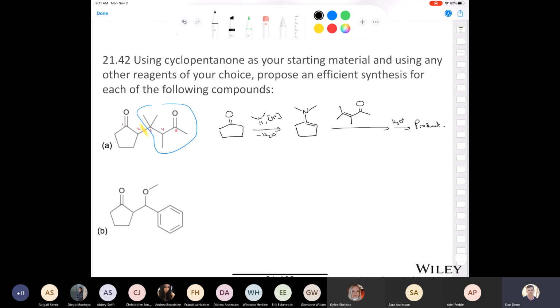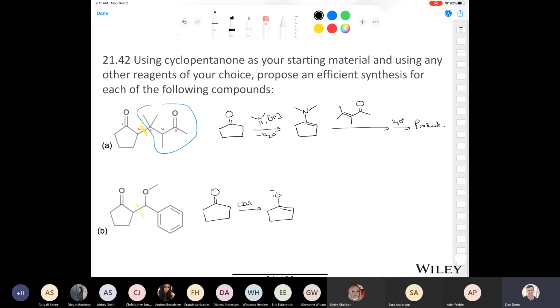The next one is a candidate for an aldol reaction. Let me show you how I would do this one. So I think about aldol chemistry with this one, and I would break this bond here. Okay, so retrosynthetically, I would want to start with cyclopentanone again, and I would treat that in the first step with LDA, lithium diisopropylamide, to form this enolate completely.